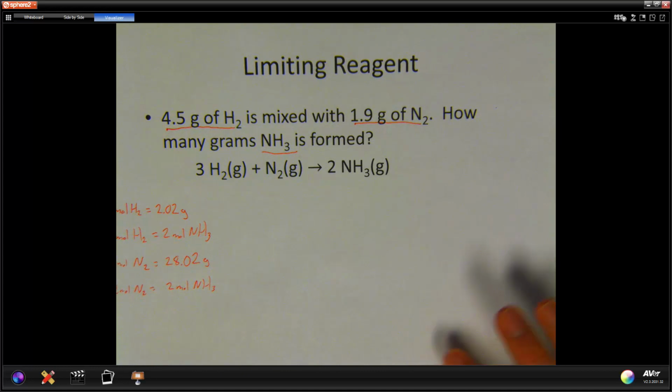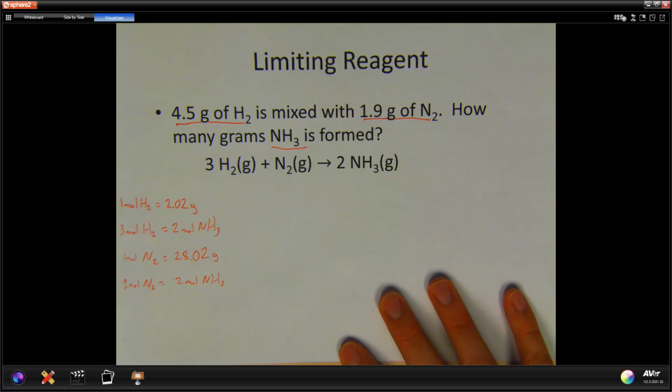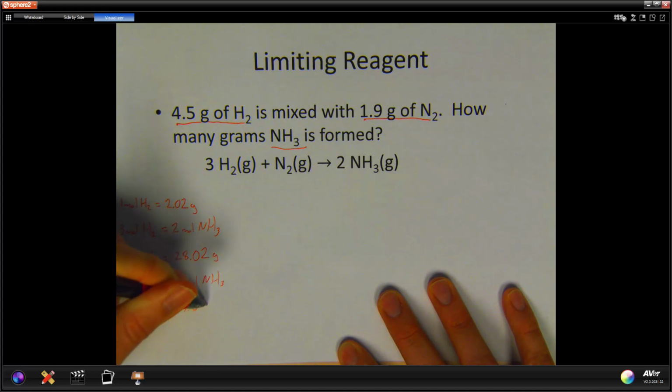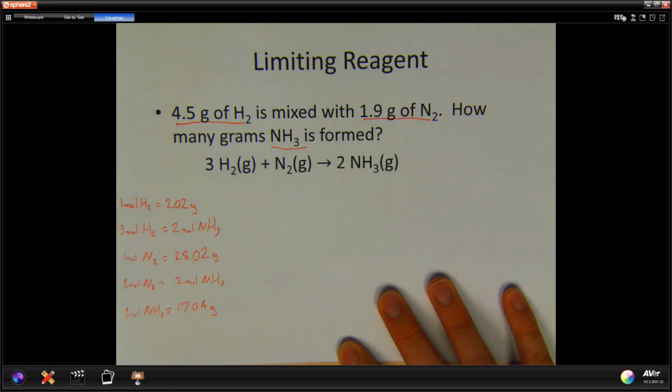And then finally, we have the molar mass of the NH3, which is something we can calculate. So 1 mole of NH3 is equal to 17.04 grams. Okay, these are the quantities that we are going to base our conversions upon. If you didn't start with all of these, it's fine to start somewhere and then realize you need something else and add it to your list.